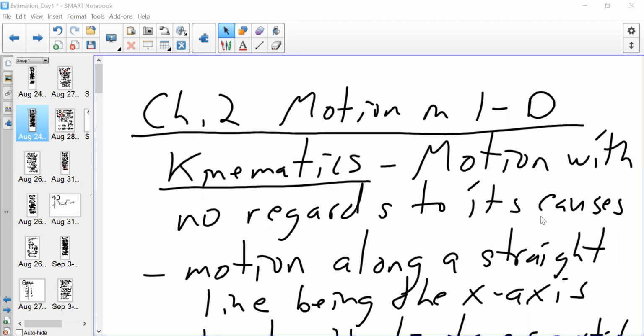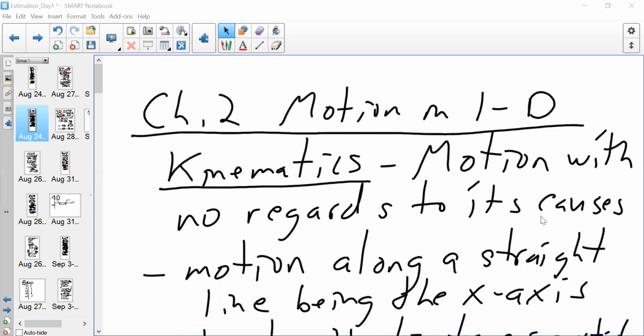So motion in one dimension is commonly called kinematics. It's like dynamic motion, or kine meaning motion, matics, mechanics, or dynamic motion. So specifically, that's motion with no regard to its causes. We're just looking at things moving at a constant speed or with a constant acceleration or changing speed, changing position in a certain amount of time, and we don't care what's causing the motion for right now.